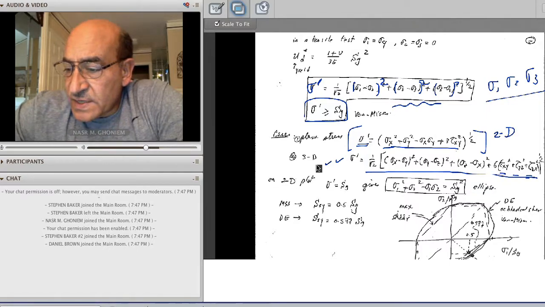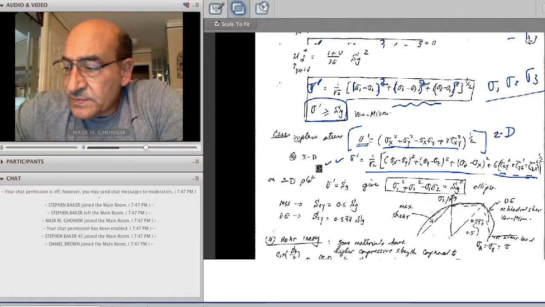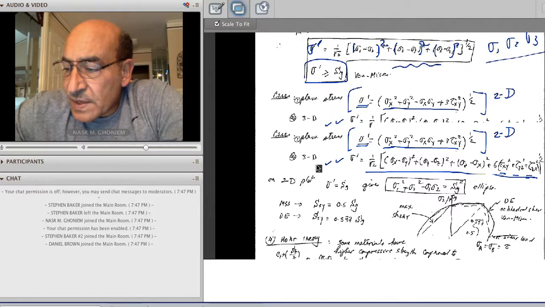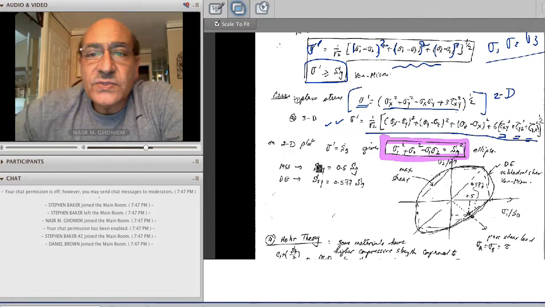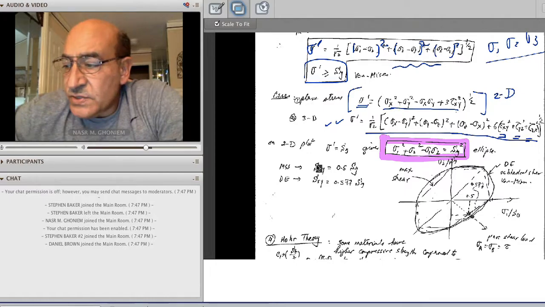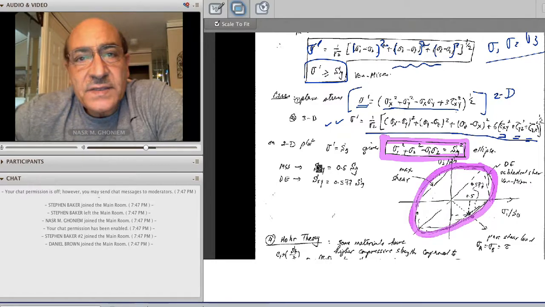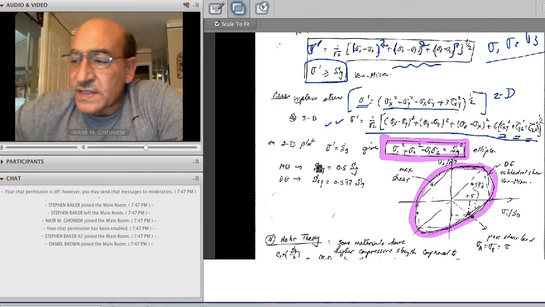So the end result is that I can now plot this equation, which is the yield surface based on distortion energy, on the 2-dimensional plot, and it gives me an ellipse, and the ellipse encloses the Tresca hexagon, and that's great for ductile materials.